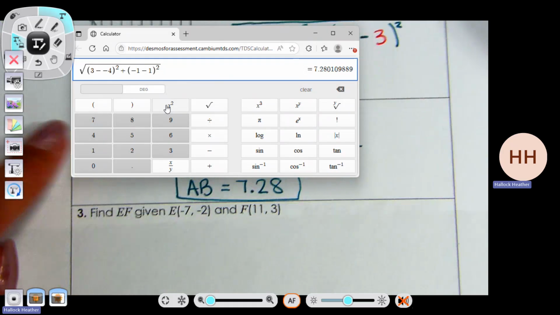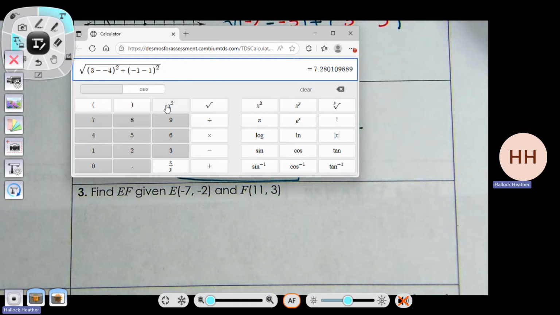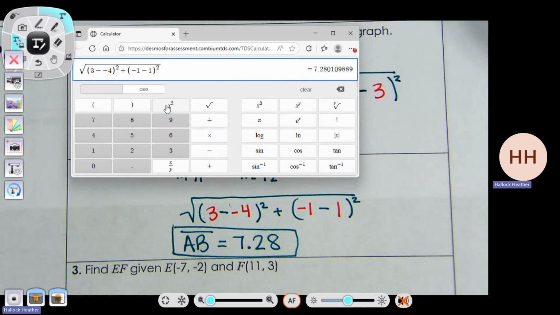So take a minute while you're here. Try number 3. Easy peasy. Write your formula down first. Fill in your numbers. If you have something weird, let me know.